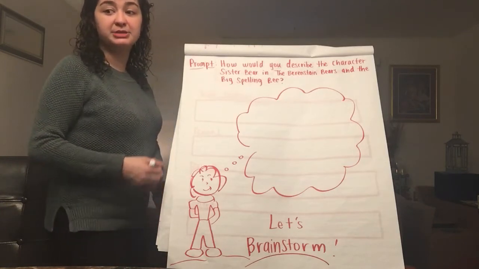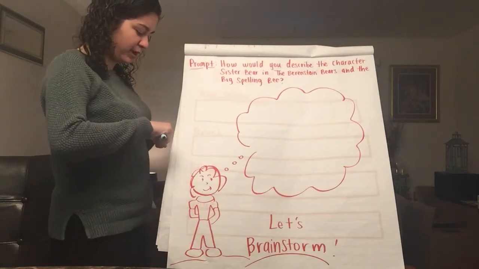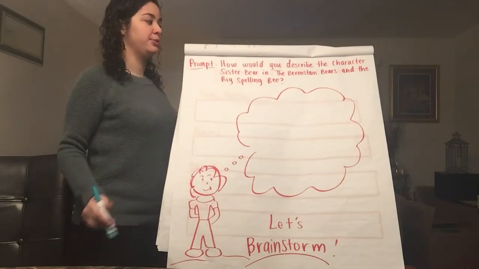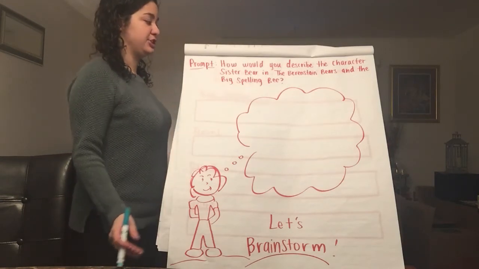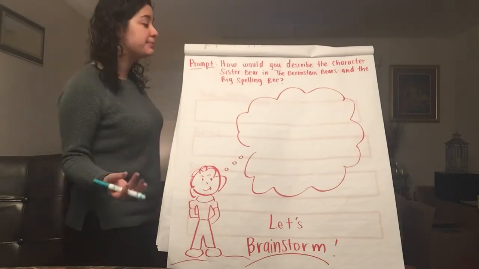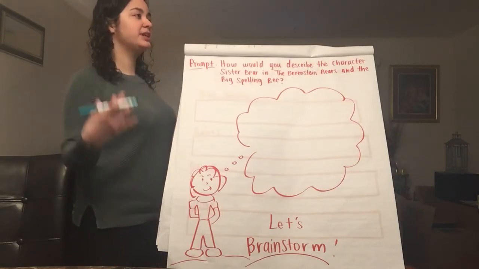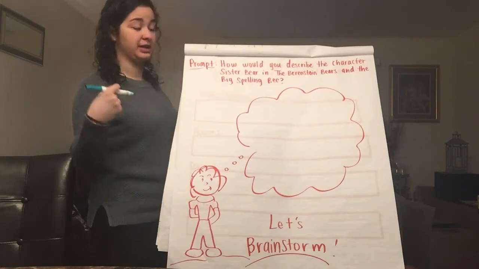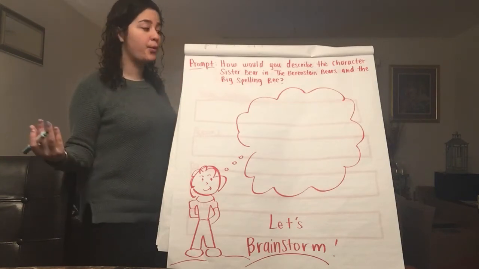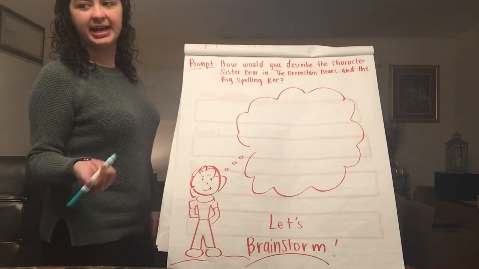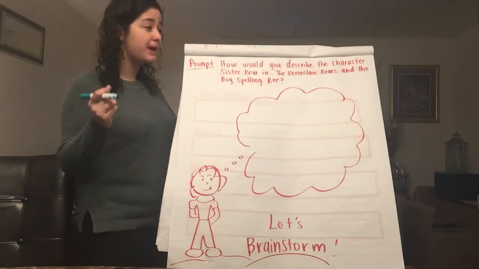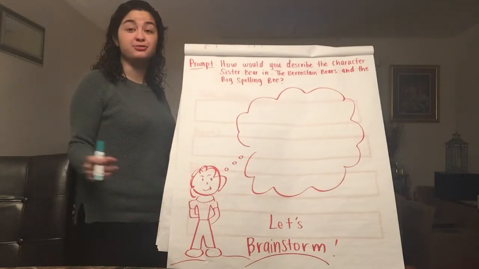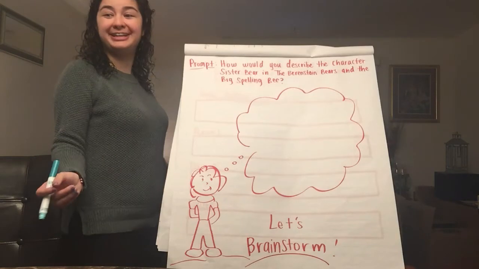All right, so let's brainstorm some words. Let's think of what Sister Bear went through in the book when she was either preparing for the spelling bee, what she was feeling, what she was saying to her family and her friends. What was she like? Go ahead, you can call them out. You can tell the person around you. You can comment below on the screen.